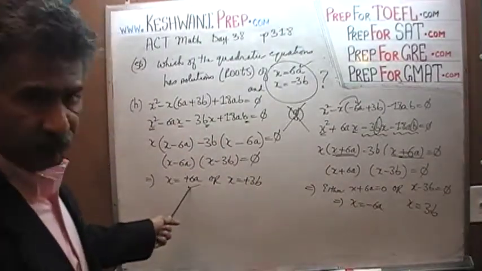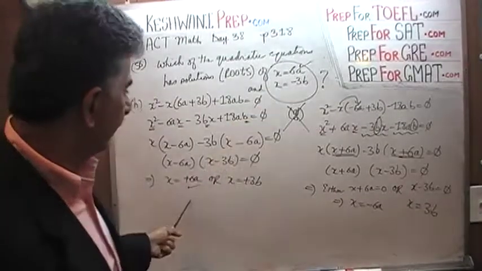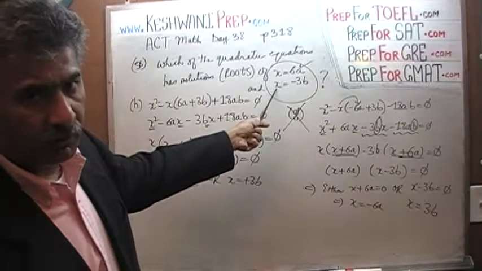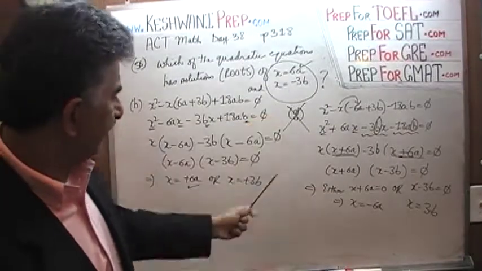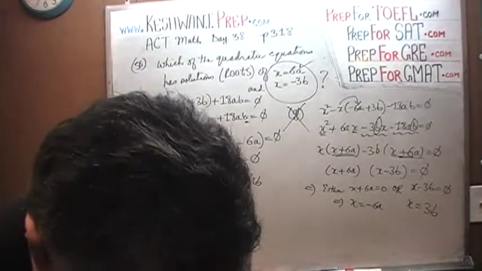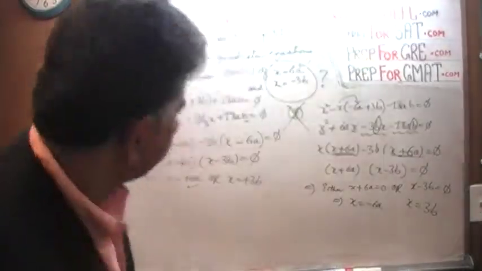Anyway, so this one works. The first root works. X is equal to 6a, so that works. But the second root does not. The second root of x here is negative 3b. This gives us positive 3b. That does not work. Answer is not H. Let's move on then. Let's look at J.